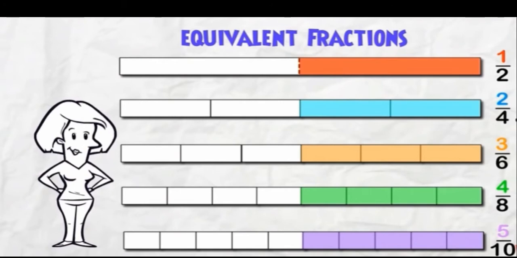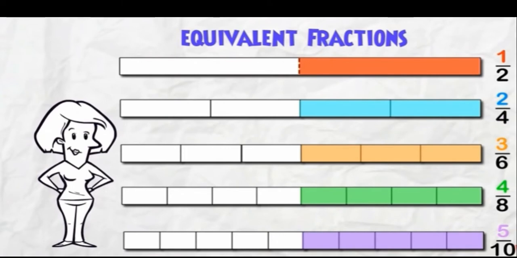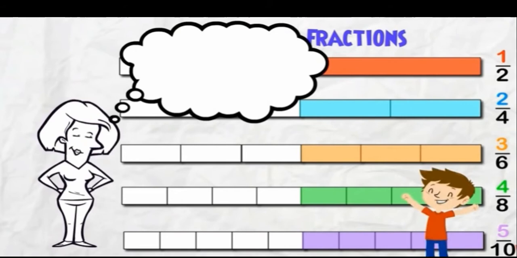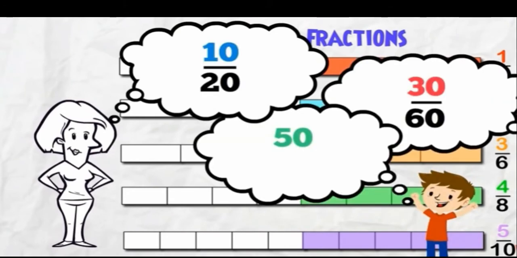Notice that the denominator is 2 times its numerator for all these equivalent fractions of 1/2. And you could easily think of some more like this without using fraction strips, like 10 over 20, 30 over 60, and 50 over 100.